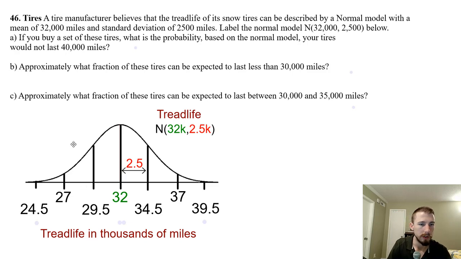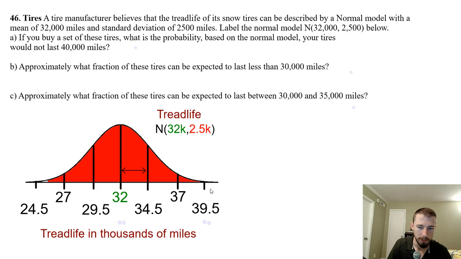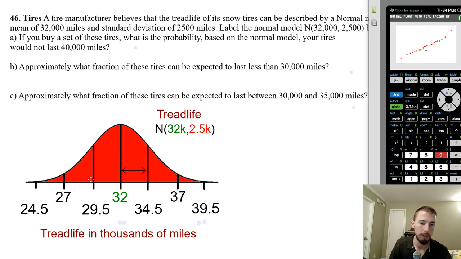So the first question is, what's the probability that your tires would not last 40,000 miles? So all the way up to 40,000 or less than 40,000 is going to be pretty much everything we can see under here. So this is going to be around 100%. It's almost all the area that we could see there. To find the exact area under the curve, remember we're finding the cumulative density of the area under the curve, kind of like an interval.